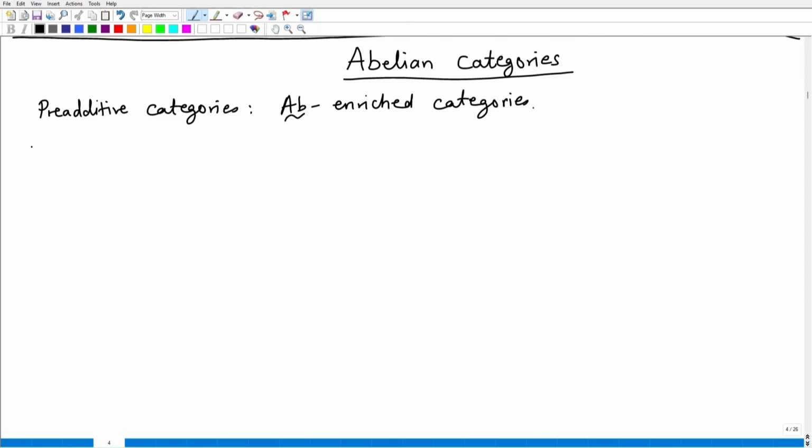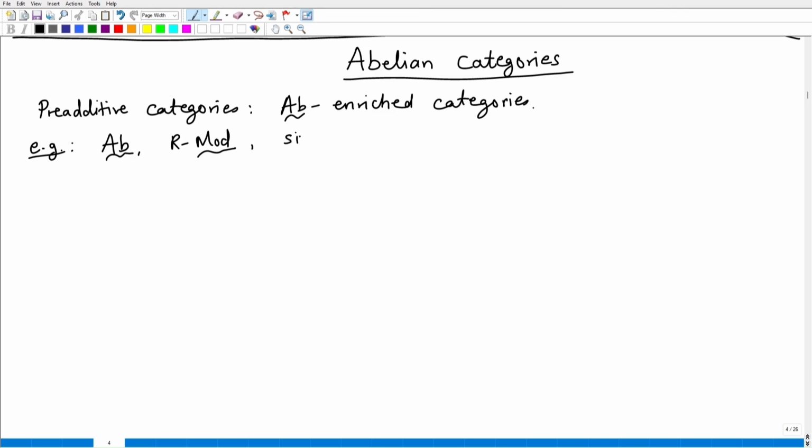Now, let us look at some examples. You give me one example of an Ab-enriched category. Category of abelian groups, very good. Then more generally, category of R modules, where R is any ring. Okay, anything else? You only know these two examples, nothing more? Two classes of examples, I should be precise.